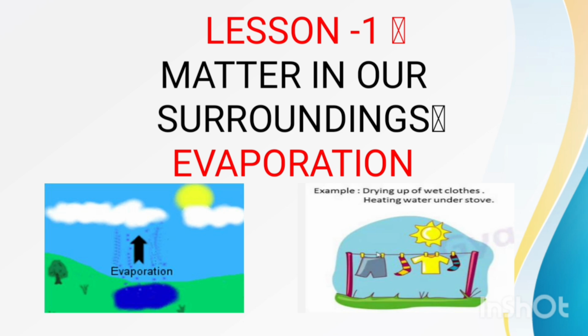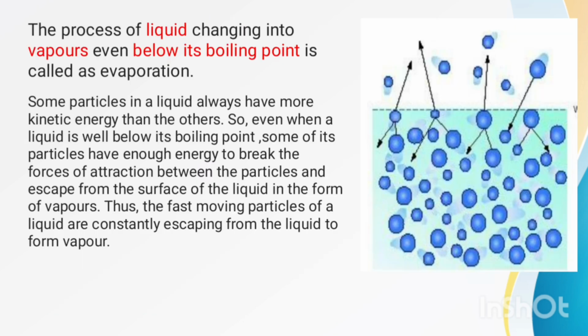Chemistry Corner. Today we will see lesson 1 for class 9, Matter in Our Surroundings, in that the subtopic evaporation. The process of liquid changing into vapor even below its boiling point is called evaporation.